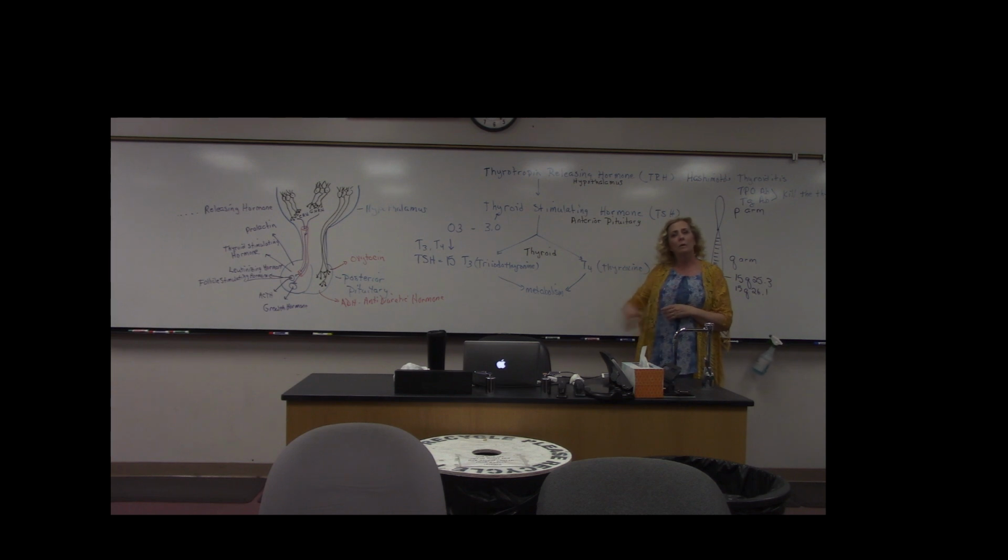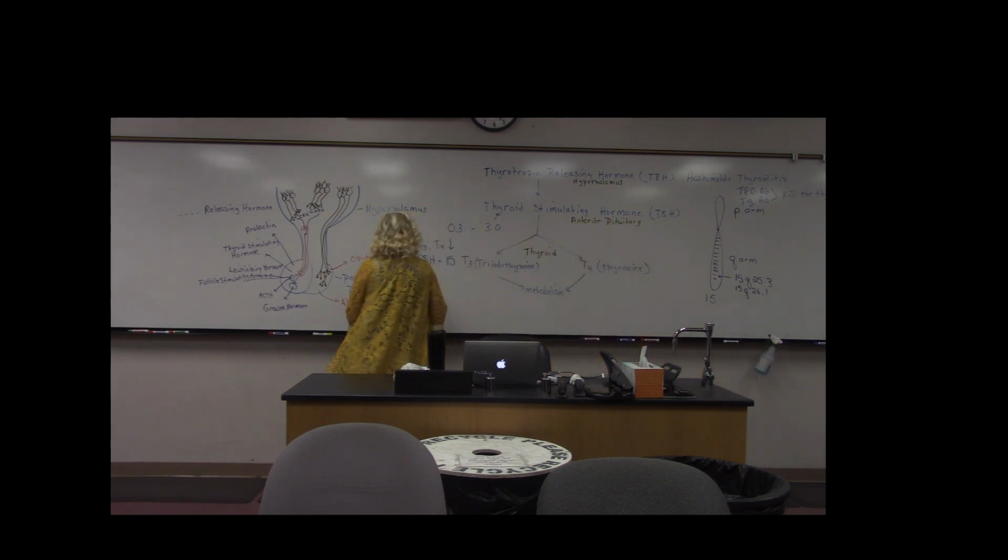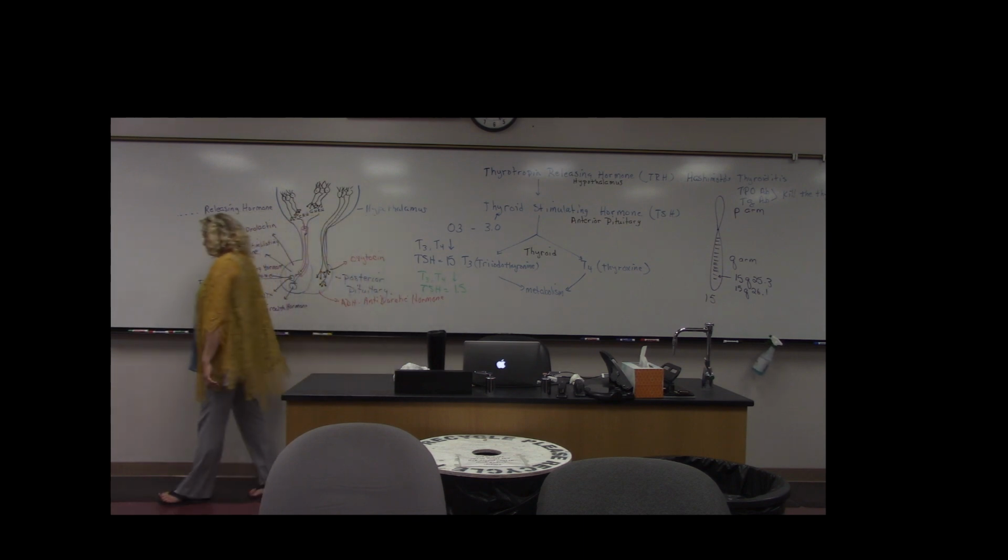So is their thyroid the issue? Yeah, there's something wrong with the thyroid. They can't make enough T3 and T4. Okay, what about this? What if I tell you that a different person comes in, and their T3 and T4 levels are low, and their TSH level is 1.5? Now what?